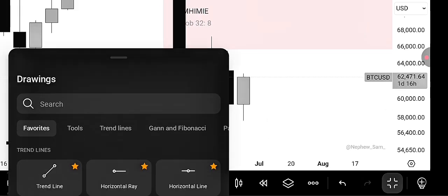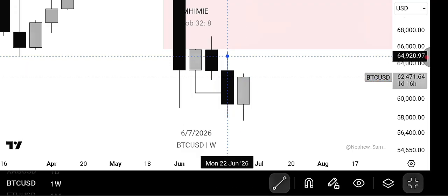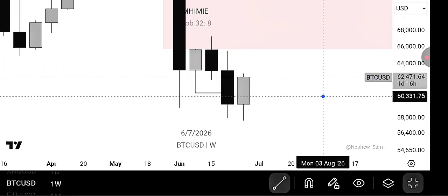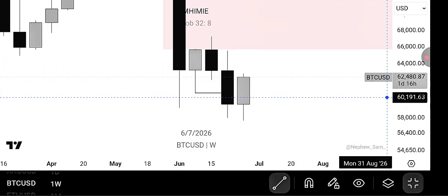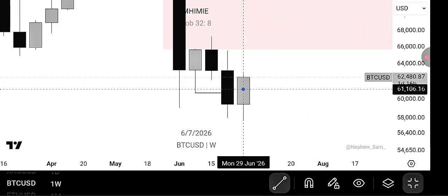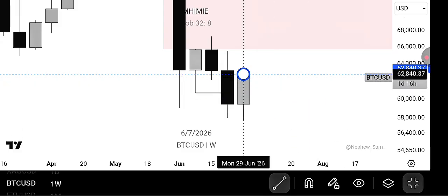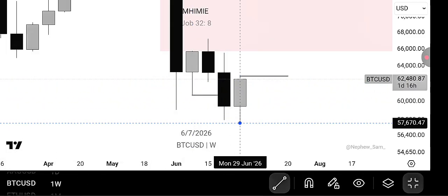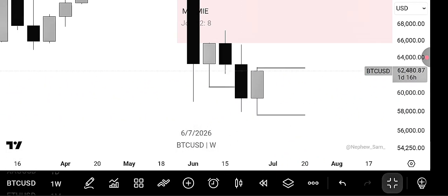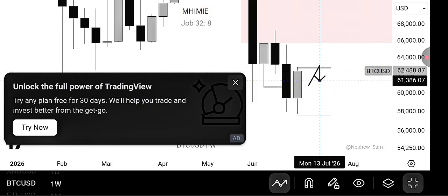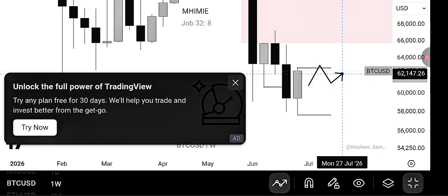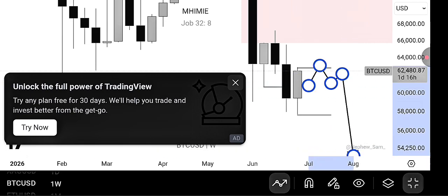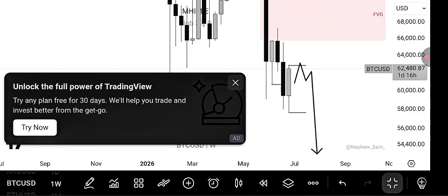So for BTC, we are left with a day and 16 hours. So depending on how this candle closes, the high of it becomes my primary drawn liquidity, and this should be my target for BTC. It may eventually look like this and drop.